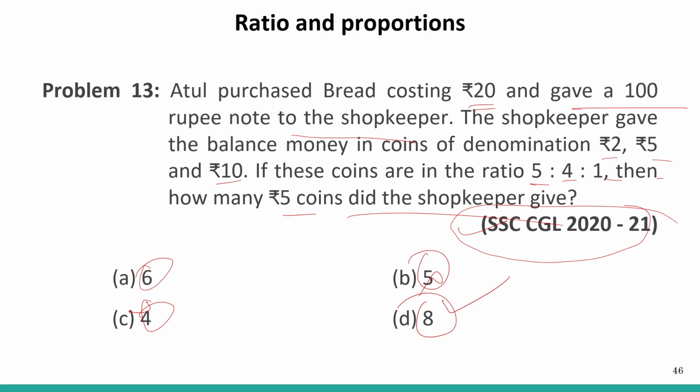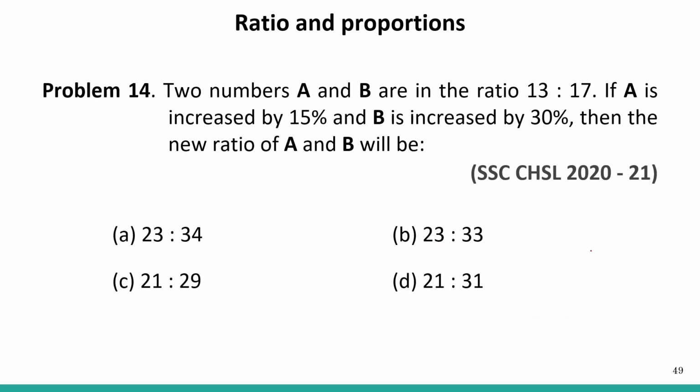These are all wrong answers. 4 is not the answer. 6 is not the answer. 8 is the only correct answer. Okay, so let's see problem number 14. Two numbers A and B are in the ratio 13:17. If A is increased by 15% and B is increased by 30%, then what will the new ratio of A and B be? 23:34, 23:33, 21:31 or 21:29. This question has been asked in the SSC CGL 2020-21 exam. Let's see which one among these 4 options is correct.